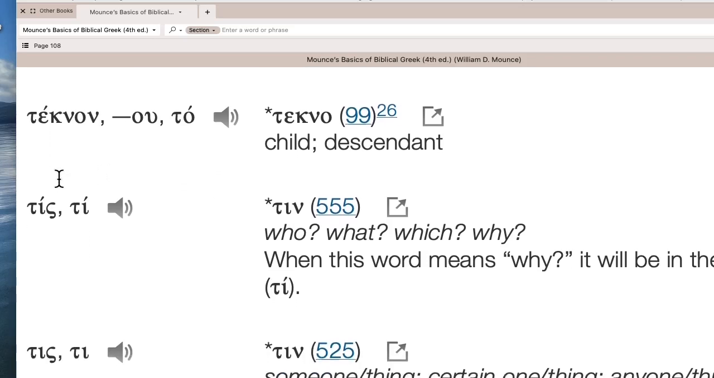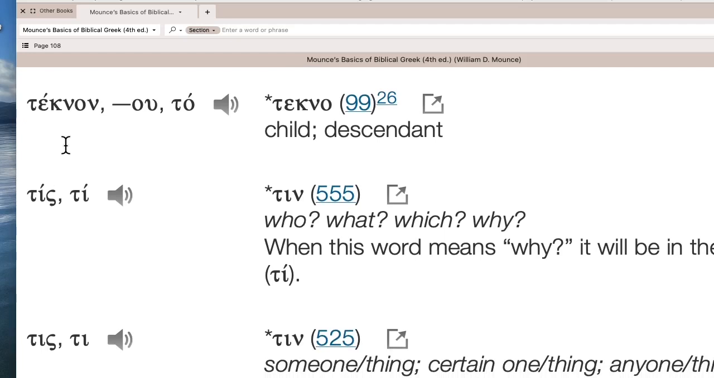All right. Next we have teknon, which means child or descendant. Notice the genitive is teknu, so this is a second declension. Teknon, teknu. Ta is our neuter. So here's an example of a second declension noun that is neuter, like ergon, for example. Ergon, ergu, ergo, etc. Teknon, teknu, tekno. It's going to decline just like ergon.